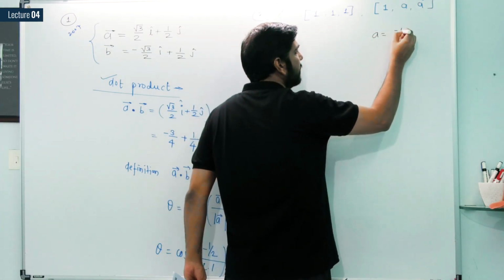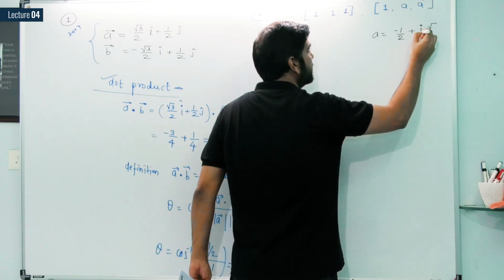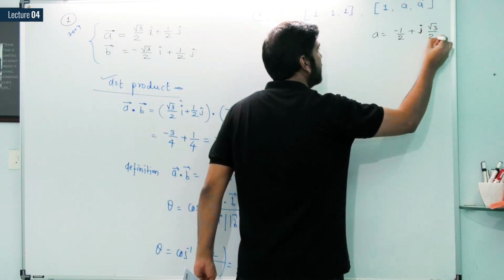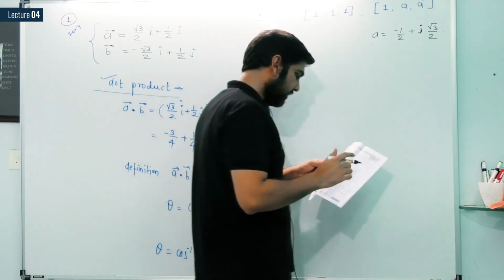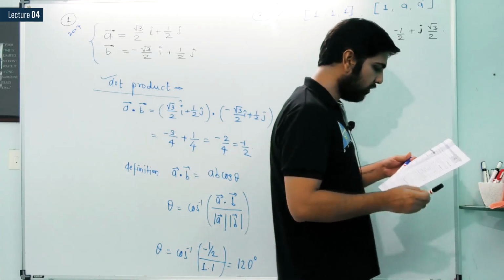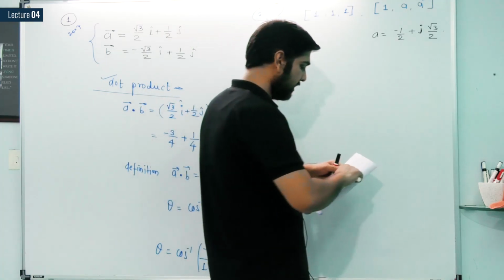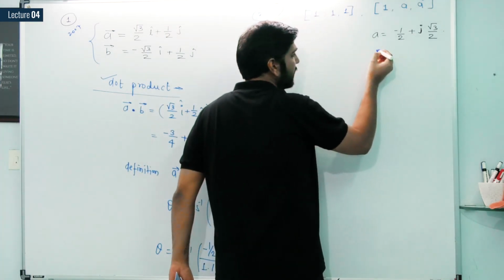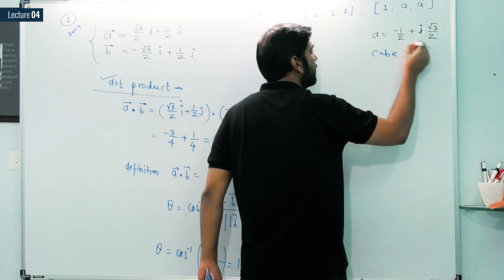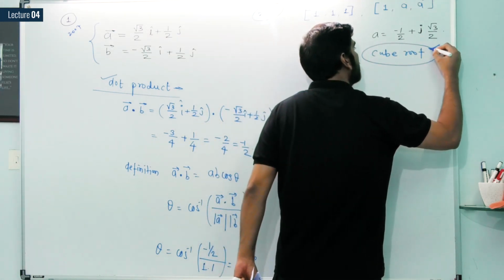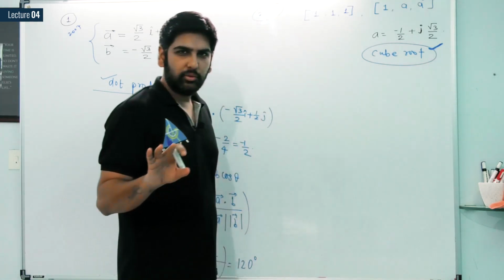So what is the value of a? It is nothing but minus half plus i, or j, you can say, there is no problem, root 3 by 2. So this is our complex number. If you evaluate it, the value of mod is 1. It is nothing but the cube root of unity, my dear students, right? So if you are in class 11th and want to see the cube root, just Google it and you can see the cube root.